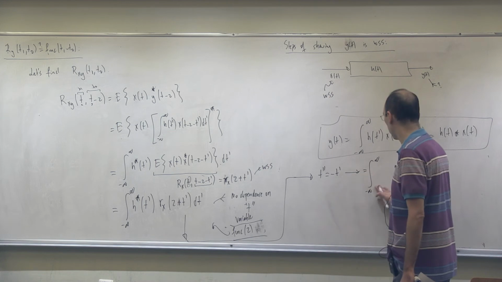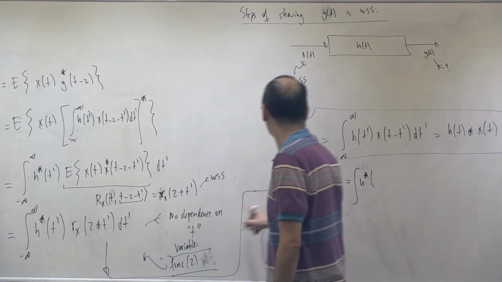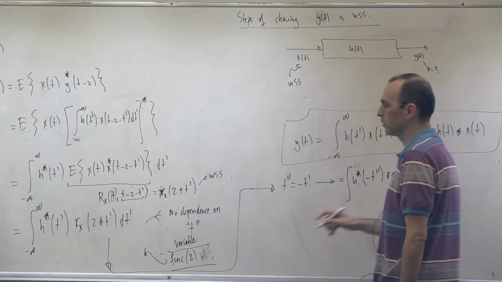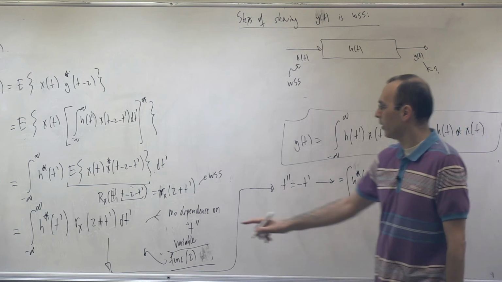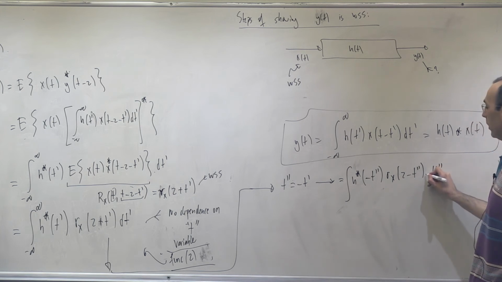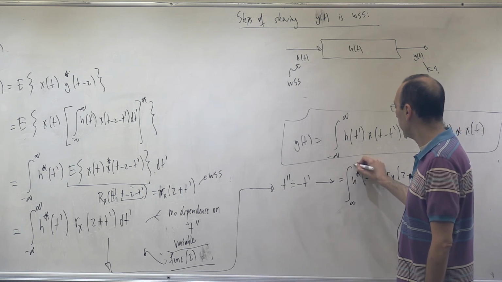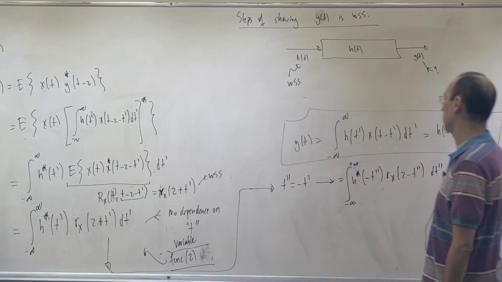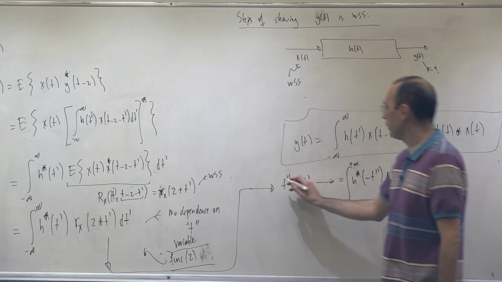Wow. Okay, let's do this carefully. Then h conjugate of t prime is equal to h conjugate of minus t double prime, Rx of tau minus t double prime. dt prime is minus dt double prime, there's a minus sign over here, okay? But if I do this substitution, the upper limit will be plus infinity and the lower limit minus infinity. Since there's a minus sign over here, let me also change their places. This becomes minus plus. Do you agree? So this is the change of variable that we do.